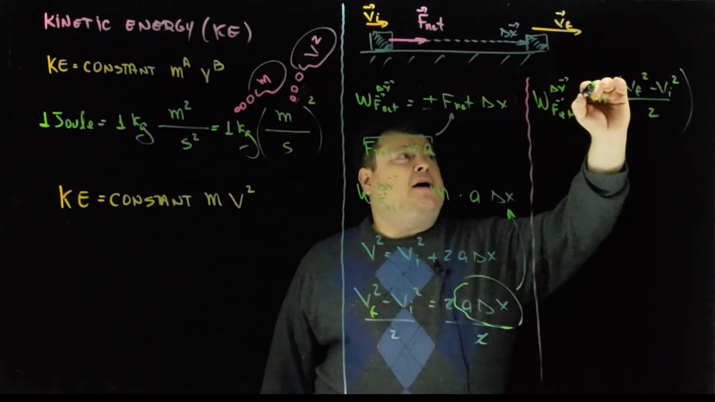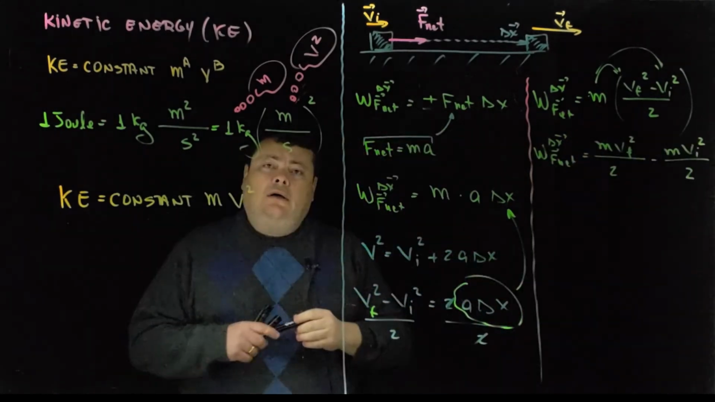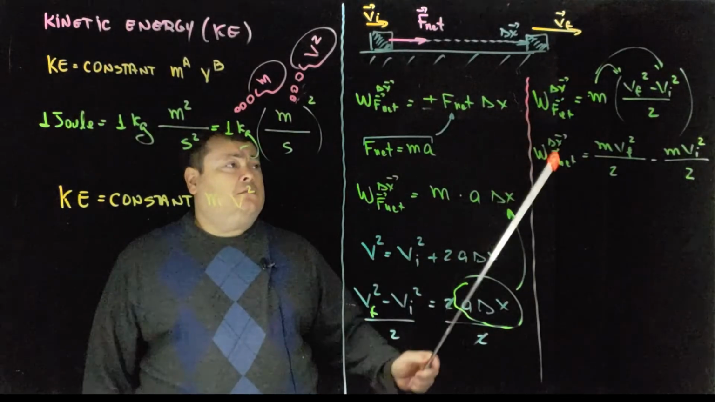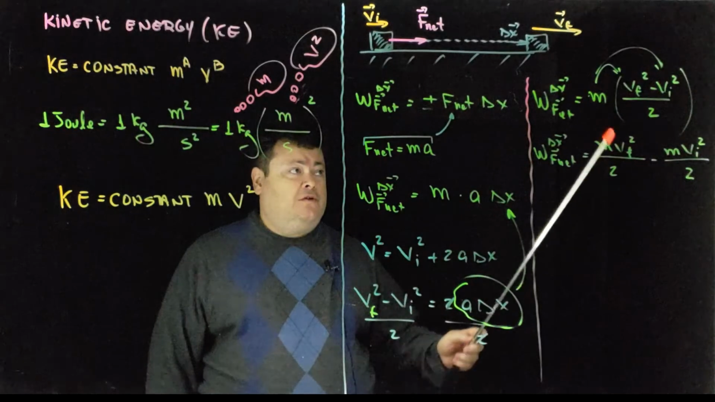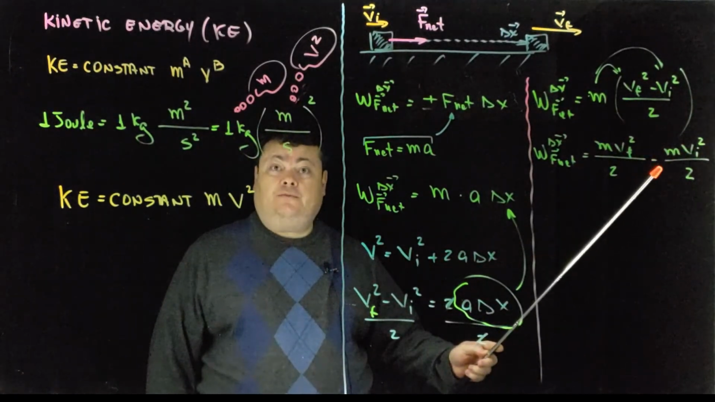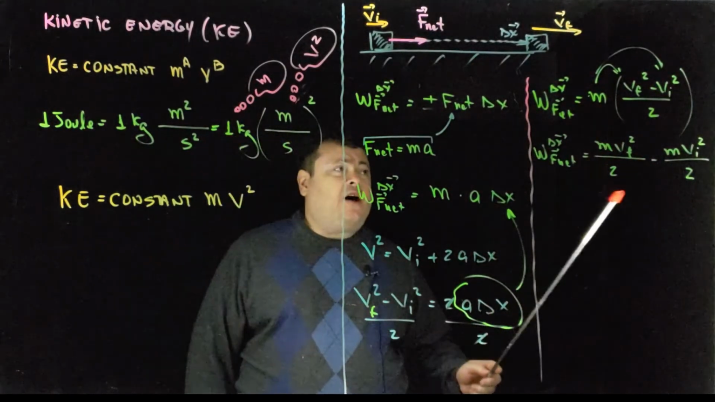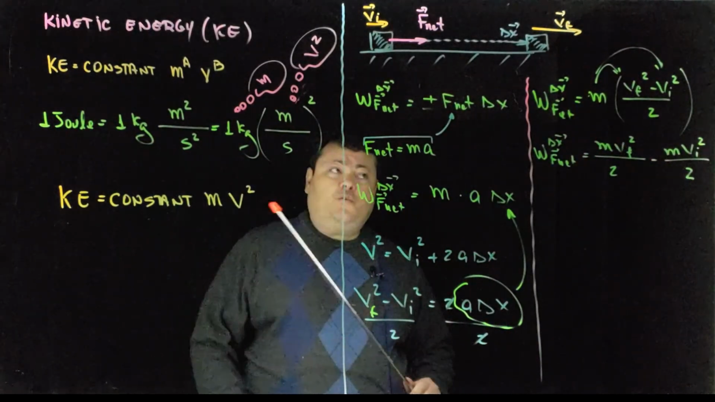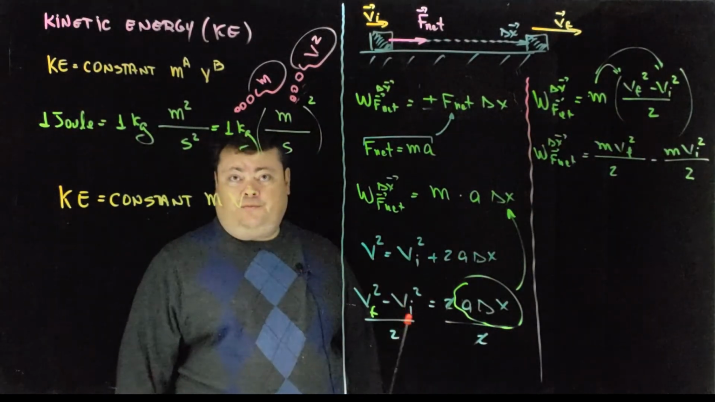And if I now apply the distributive property, let's see what we have. The work done by the net force equals m v final squared over 2 minus m v initial squared over 2. But anyway, this is a final quantity, this is an initial quantity. And final minus initial is change. So on one hand, the work done by the net force equals the change in m v squared over 2.